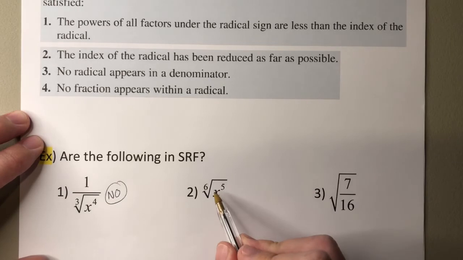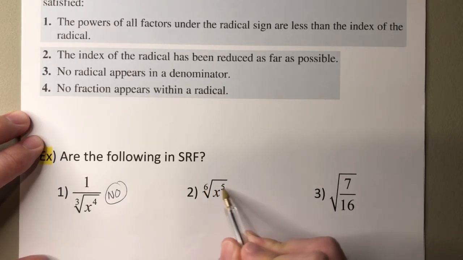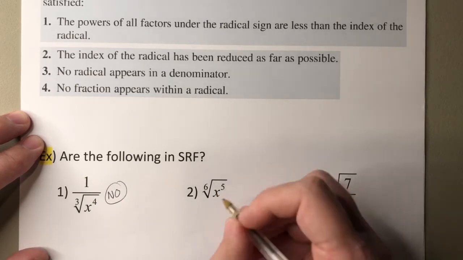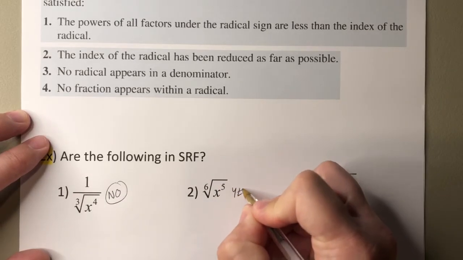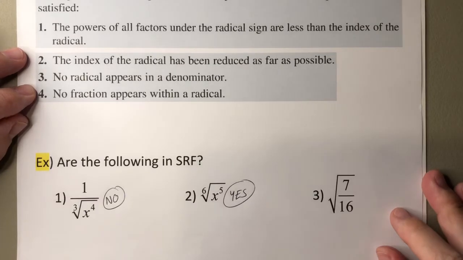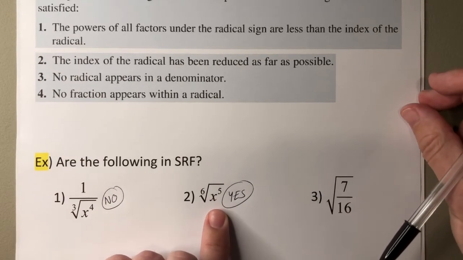Well, is this less than that? Yes. Is this reduced all the way? Yes. Is there a radical in the denominator? No. Do we have a fraction within the radical? No. So this is actually in simplest radical form. We have met all 4 of these criteria. This is an example of an expression that is in simplest radical form.